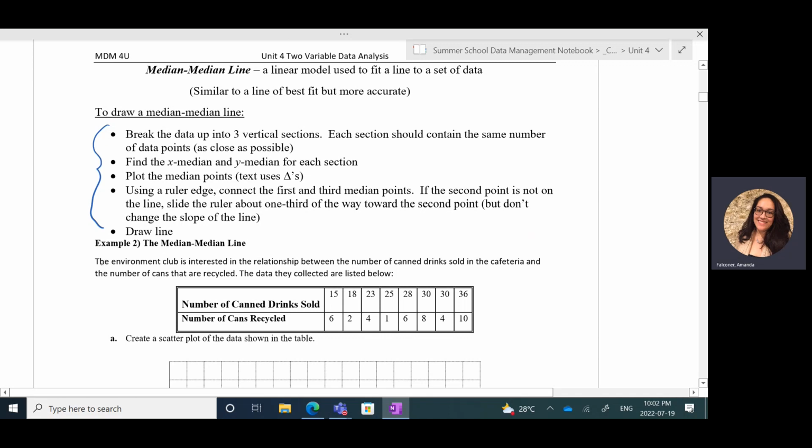Example 2, there's an environmental club and they're interested in the relationship between the number of canned drinks sold and the number of cans that are recycled. The data they collected are listed below. So we have to first kind of ask ourselves, what is going to depend on the other?